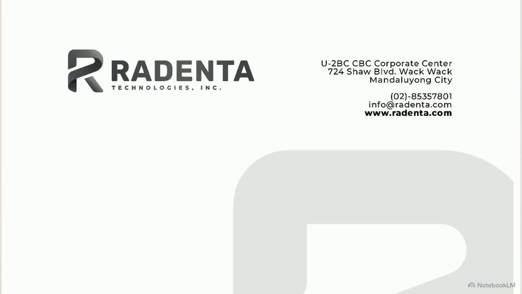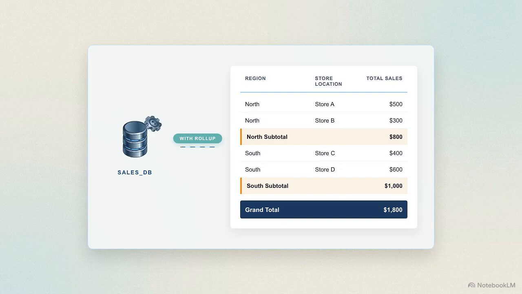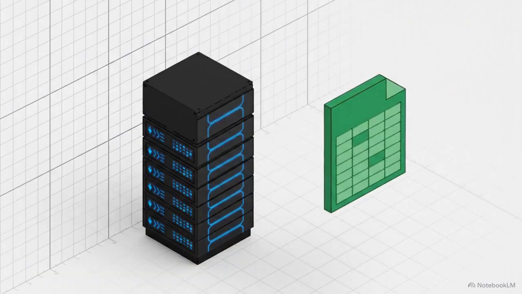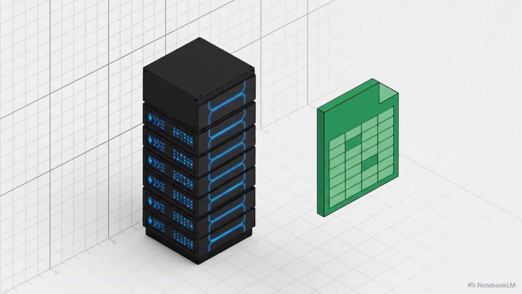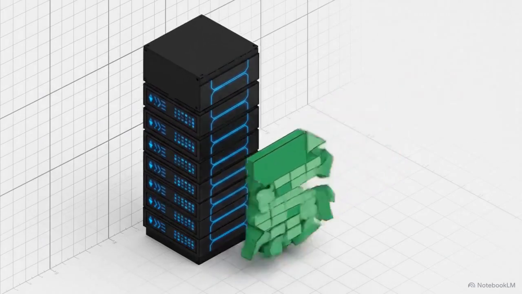By appending the with rollup modifier to your group by clause, you command the database engine to perform extra calculations and inject additional rows for every subtotal. The engine produces a multi-level financial hierarchy, providing calculated regional subtotals and a final grand total directly from the source. Handling this through the engine eliminates the need to build manual pivot tables in Excel, saving hours of processing time on every report.